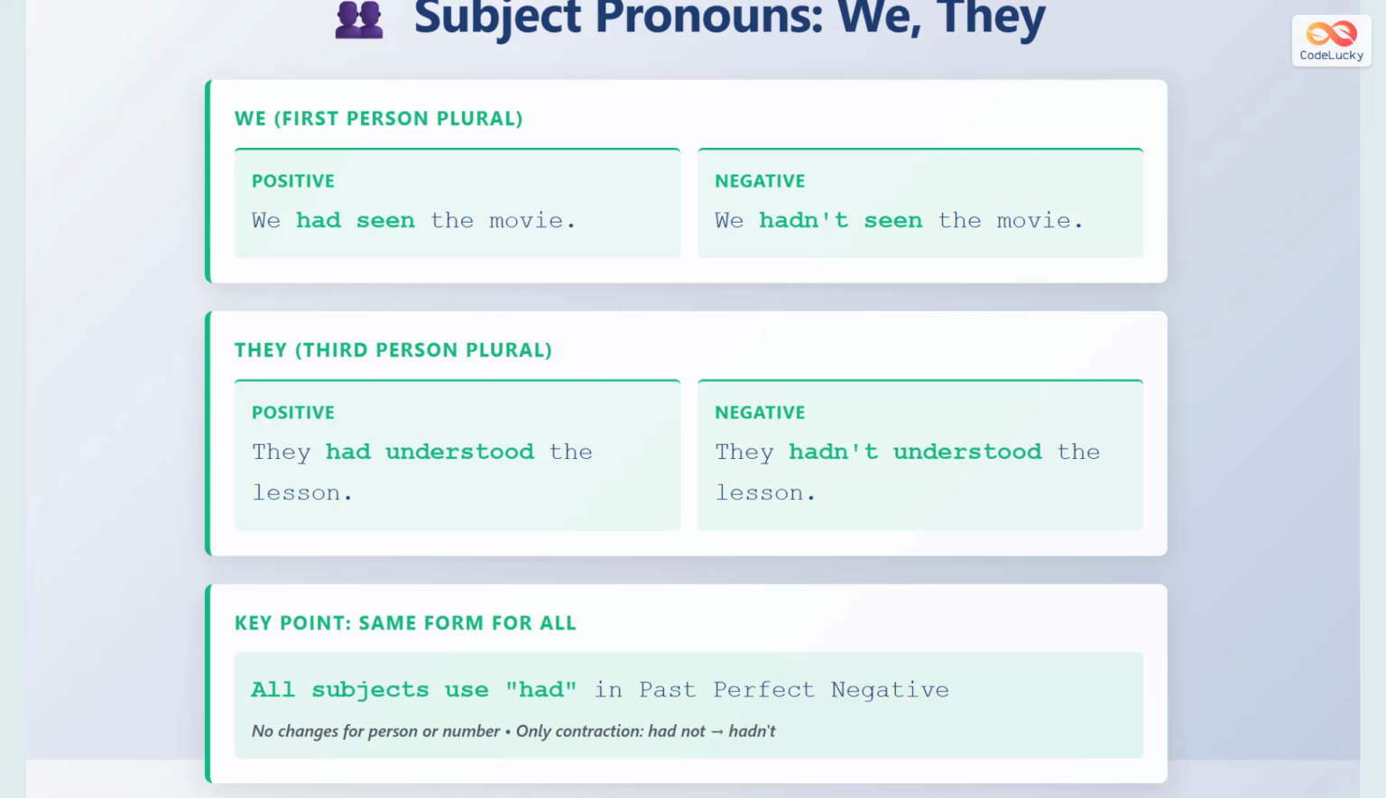Plural subjects also use the same past perfect negative structure. For we, we say we hadn't seen the movie. For they, we say they hadn't understood the lesson. Just like with singular subjects, both we and they use hadn't without any changes. This is one of the advantages of past perfect negative. The same form works for all subjects, whether singular or plural.